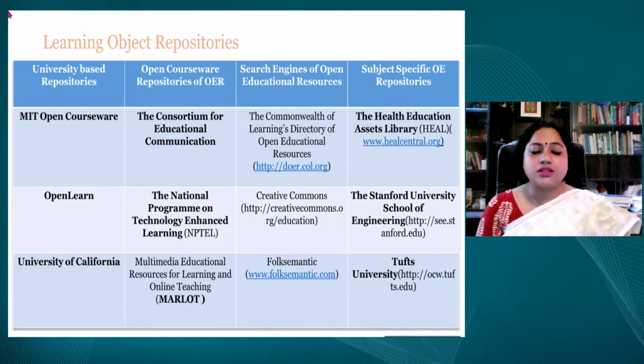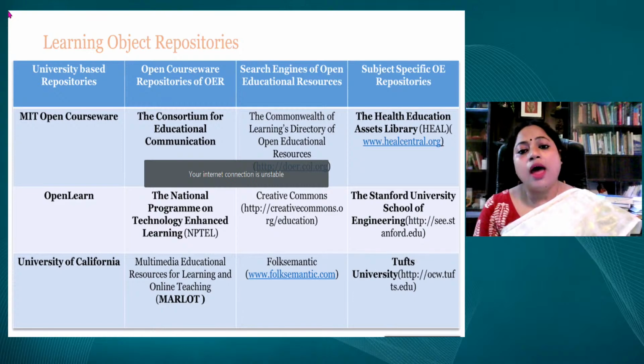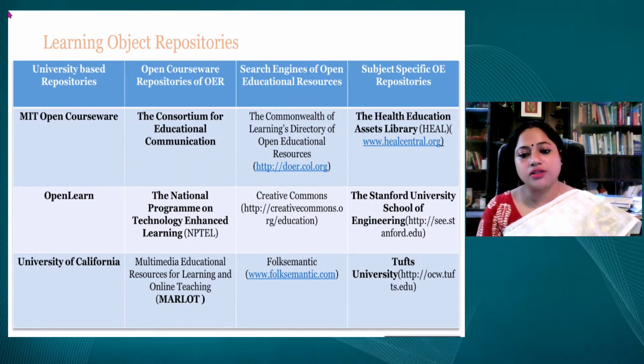You can see from this slide that the different kinds of learning object repositories are already segregated. We have OpenLearn, we have MIT OpenCourseWare. In case of search engines of OER, we have the Commonwealth of Learning, the Directory of Open Access Educational Resources, the Creative Commons own search engine, and subject-specific OER. One of the best is HEAL, the Health Education Assets Library. Stanford University School of Engineering has its own subject-specific OER learning object repositories. So these are the sources from where we can have the OER materials to pursue our academic work.